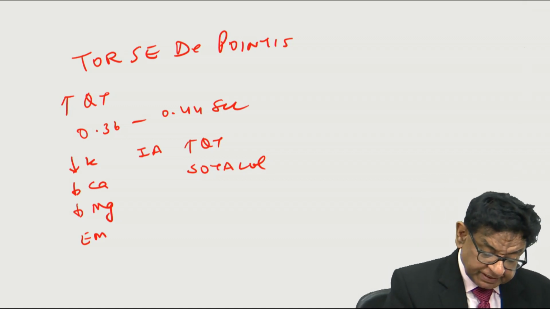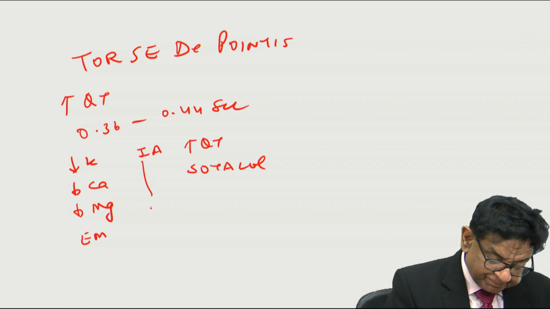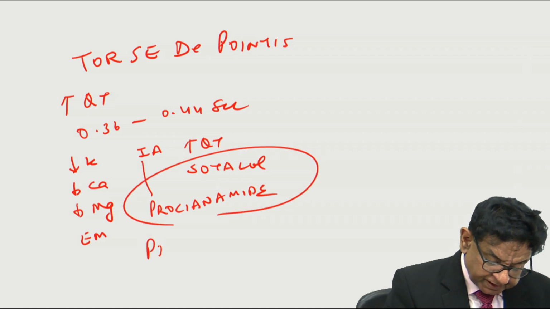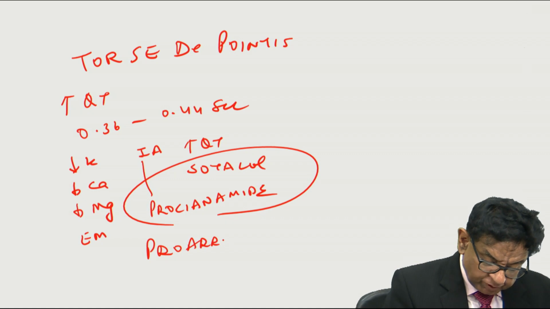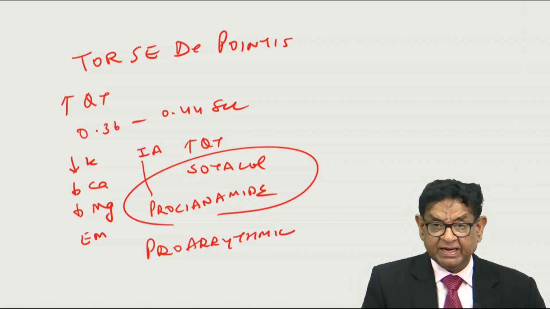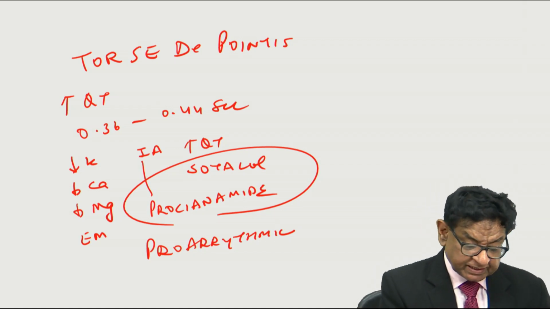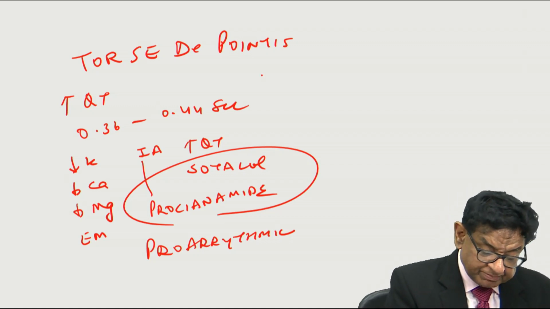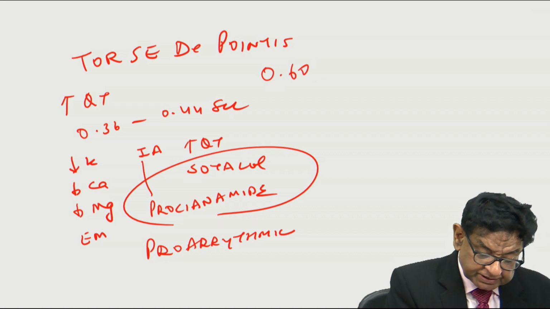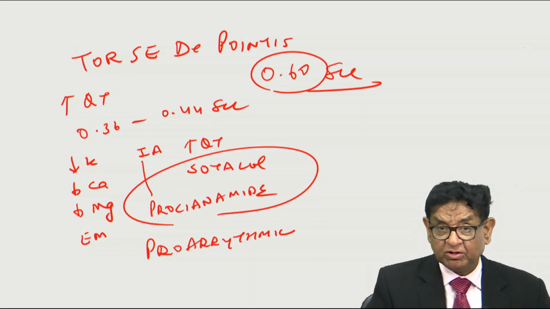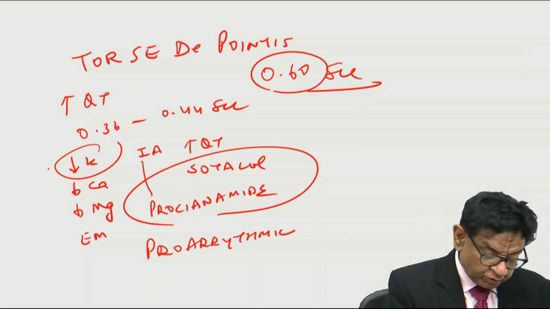Okay, so that's why class 1A drugs like procainamide and sotalol are known as pro-arrhythmic drugs. Why pro-arrhythmic drugs? Because they can lead to prolonged QT interval and they can induce arrhythmia like Torsades-de-Pointes. And the highlight in Torsades-de-Pointes is prolonged QT interval more than 0.44 second. The QT interval may be as high as 0.60 second also. Well, in actual practice, the commonest cause of Torsades-de-Pointes is hypokalemia.